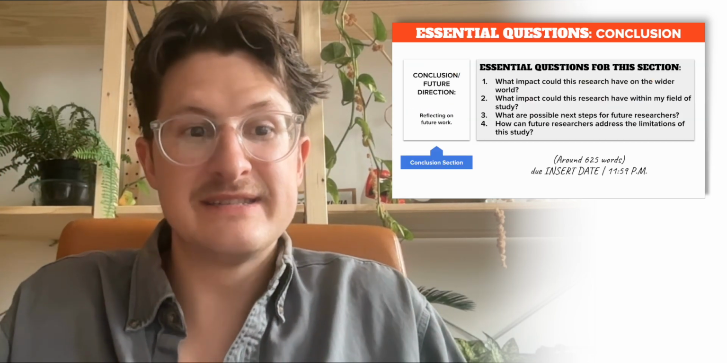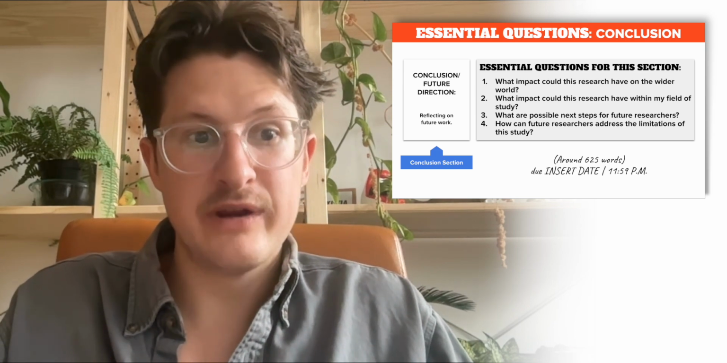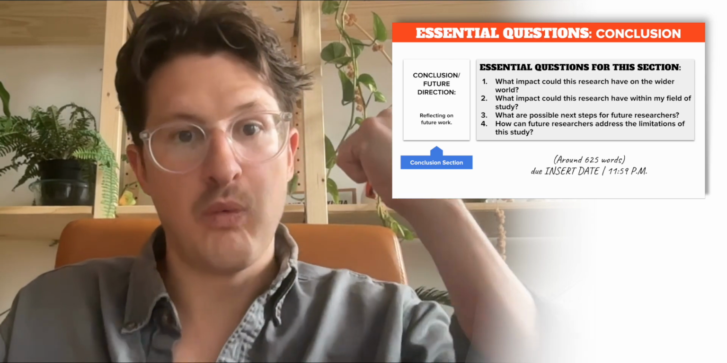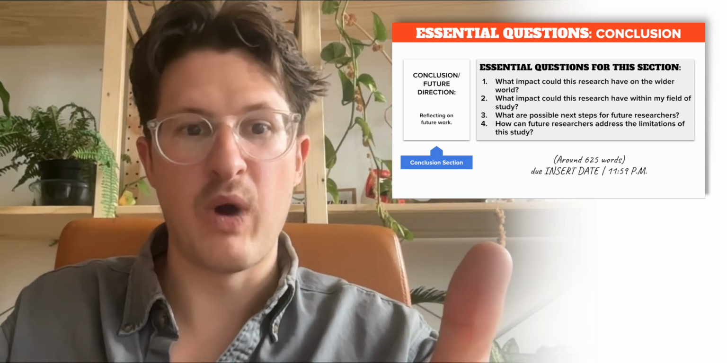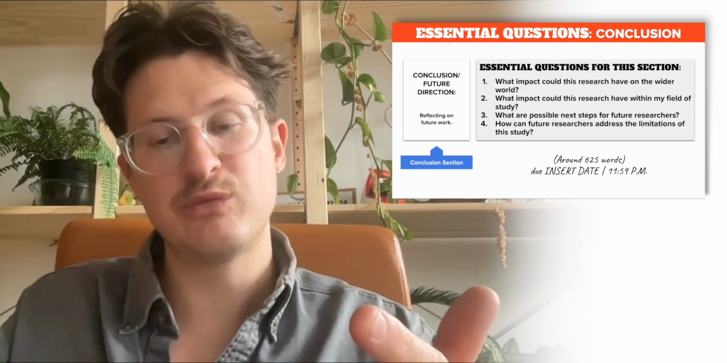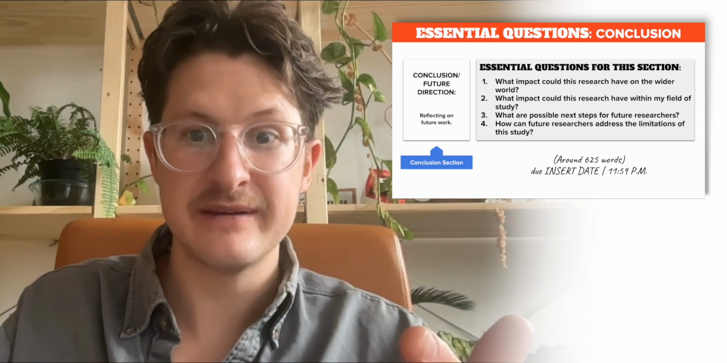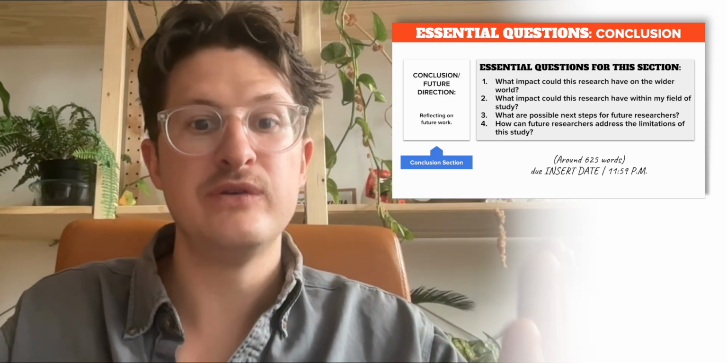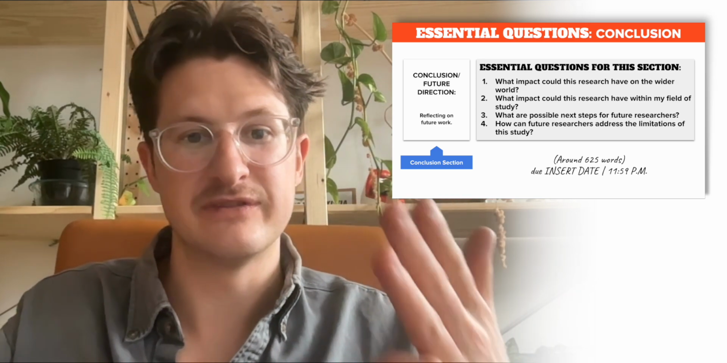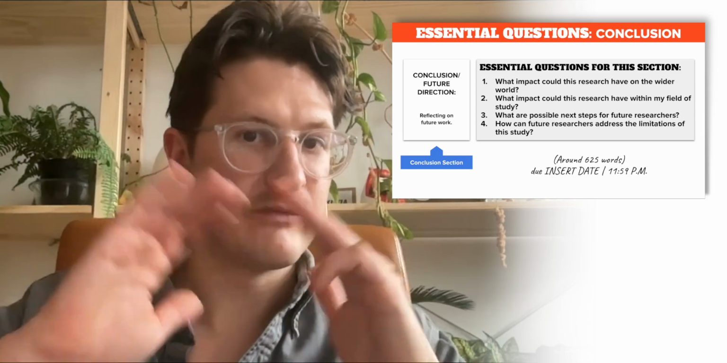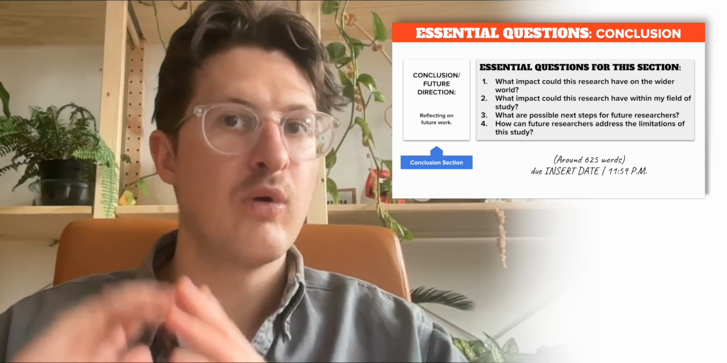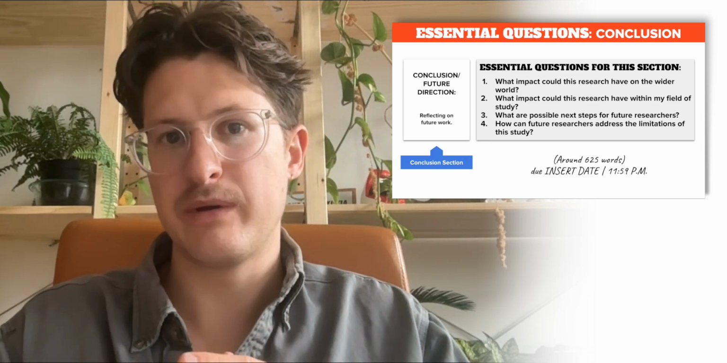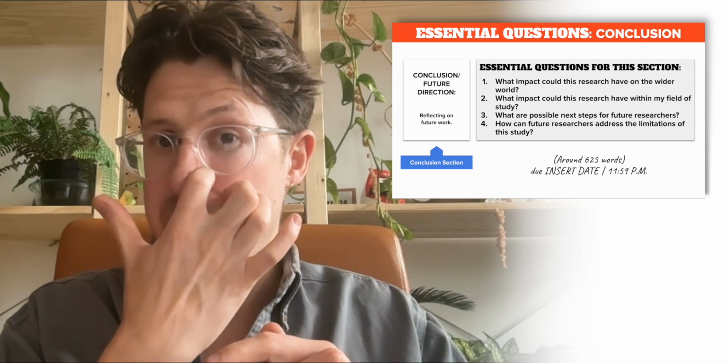The last part is the conclusion. The main goal here is reflecting on future work. There are 4 essential questions. What impact would this research have on the wider world? What impact would this research have within my field of study? What are possible next steps? And then also, how can future researchers address the limitations of the study? All of it is sort of looking out at a bigger world or out towards the future. That's the conclusion, and that's really what a strong academic paper should end on.